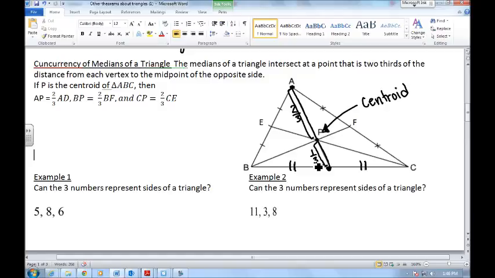So, you can take the whole. AD is the whole, meaning the whole segment. Multiply the whole by the fraction, 2/3, and it will tell you the shorter part. Or BF, you can look at the other median going all the way through the triangle from a different vertex. That, again, is the whole segment. CE is also the whole.